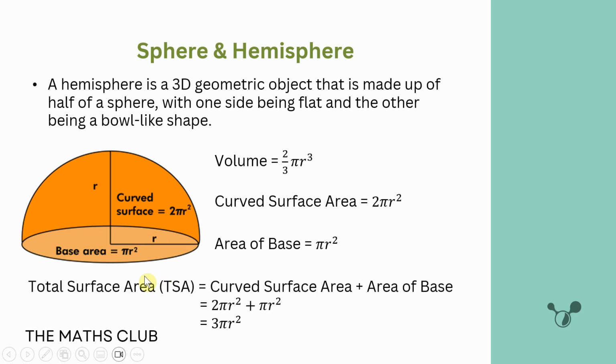For the total surface area of a hemisphere, you have to take care of the curved surface area, and you have to take care of the base area. So it's the curved surface area plus the area of the base, 2 pi r squared plus pi r squared, which will give you 3 pi r squared. So these are things that you need to know. Very small, but also very important. While for a sphere, total surface area is the same as the curved surface area, because they're all the same points. But for a hemisphere, it's different.